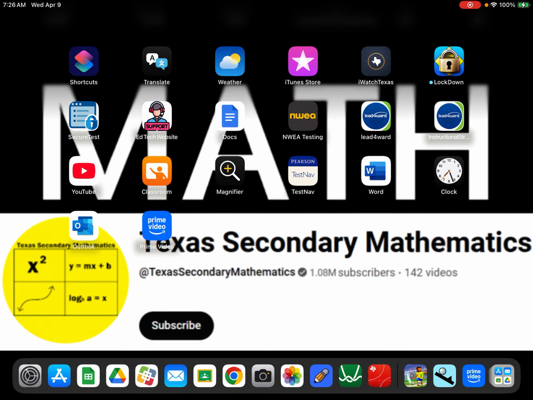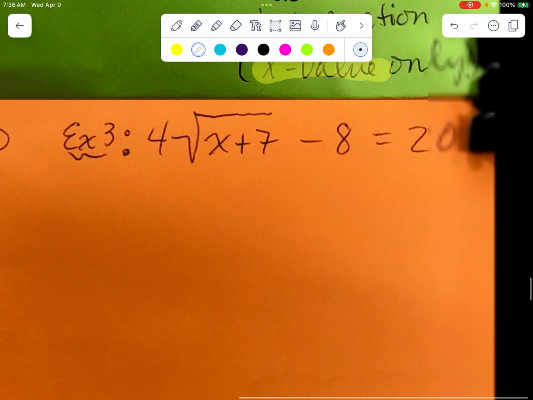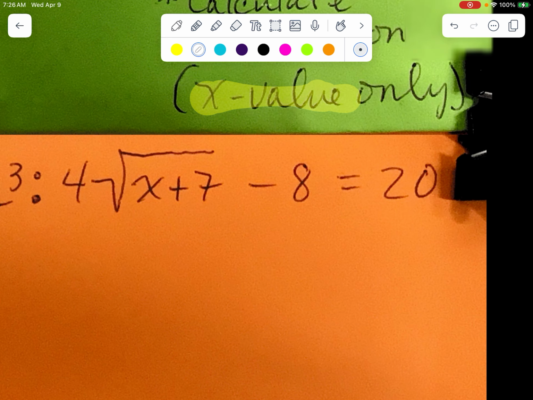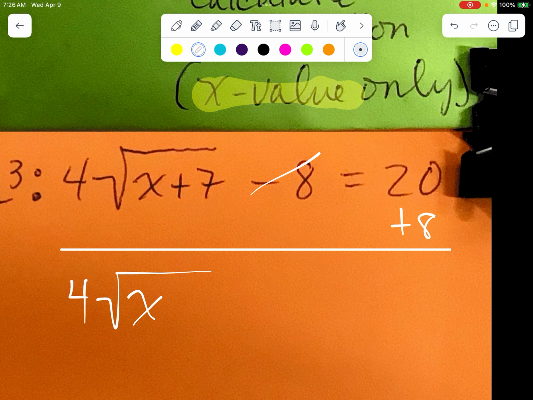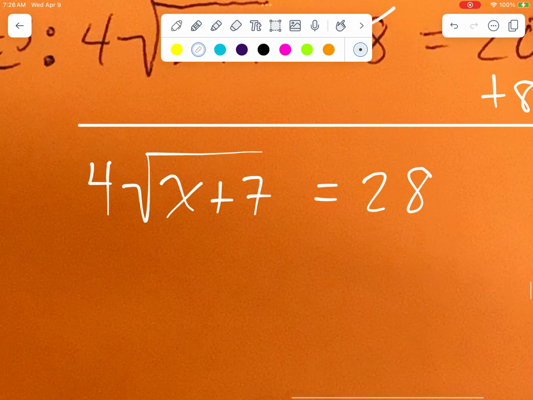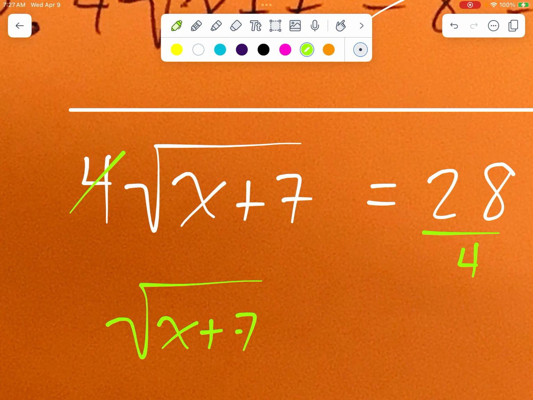All right, let's look at one more example here. Same thing, the process does not change, not for these examples. So again, the goal is to get the house by itself. We need to start with add and subtract, do the opposite of -8. We're going to plus 8 to the other side. Bring down what you have left. 4 times the house is 28. Remember the goal, to get the house by itself, we need to do the opposite of multiplying by 4. We're going to just divide by 4 to the other side. x plus 7 in the house equals 7.